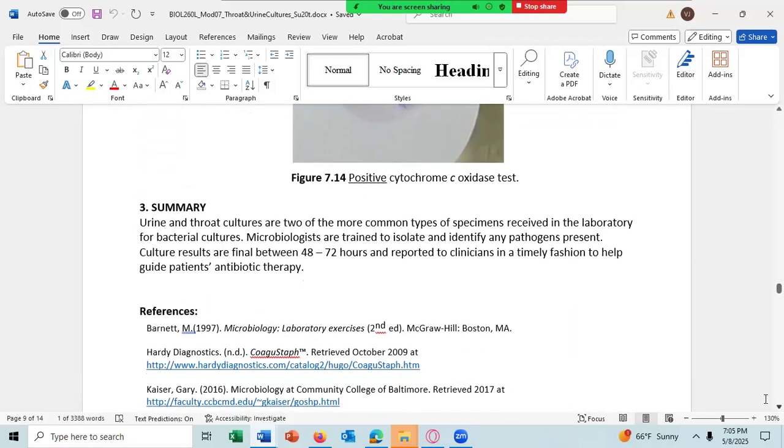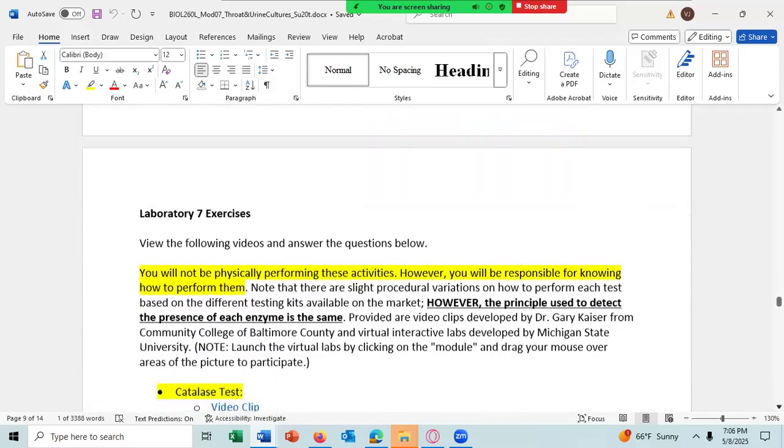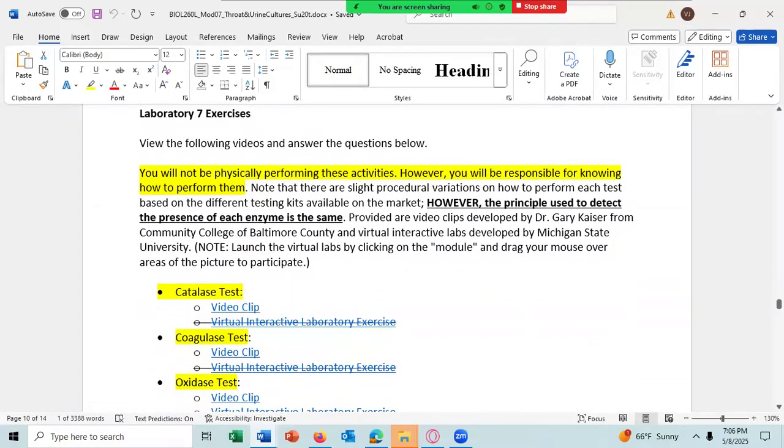All right. Urine and throat cultures are two of the more common types of specimens received in a lab for bacterial cultures. Microbiologists are trained to isolate and identify pathogens that are present. You can read about the references. Actually, I would ignore them, but that's just me. You're not going to be performing any of these activities. Everything will be done online, but you will be held responsible for knowing how to perform them and how to interpret them.